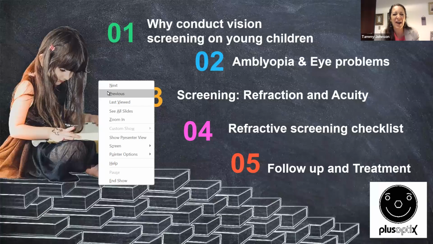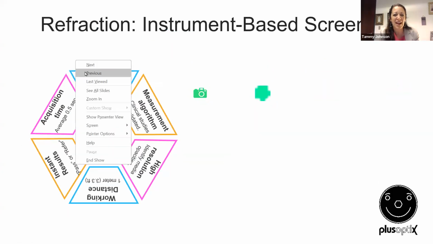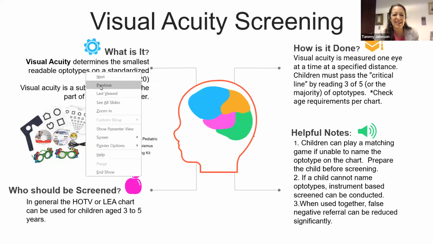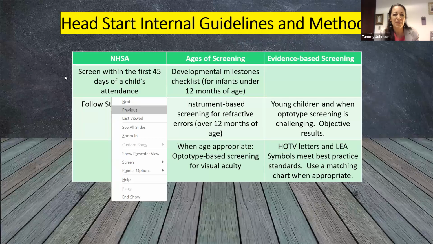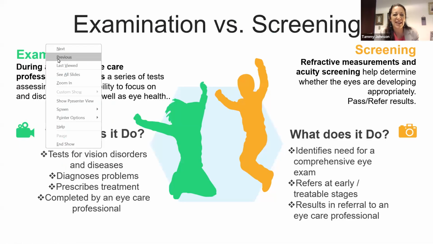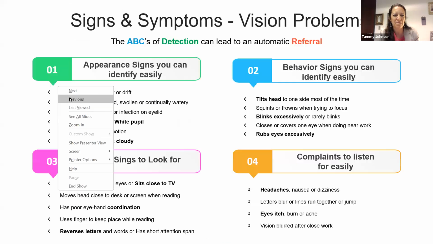So hyperopia is difficulty seeing close up, basically, versus myopia, which is difficulty seeing distance. And I'm not so sure the picture shows it beautifully, but I'm going to pull up my definitions page here in just a sec.